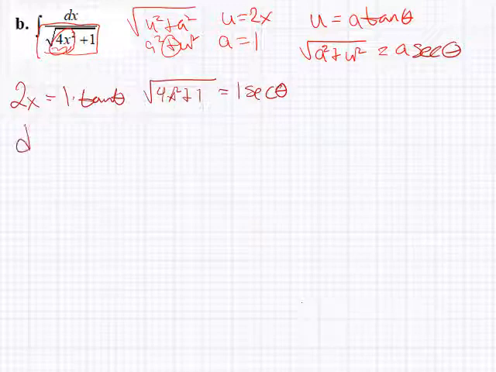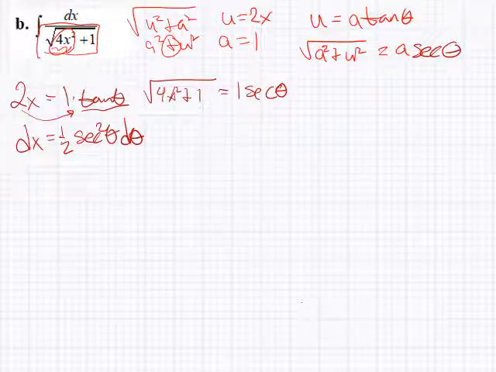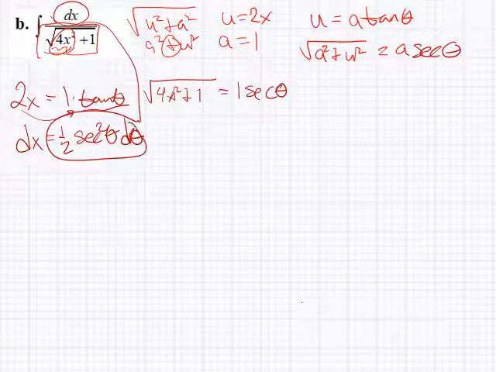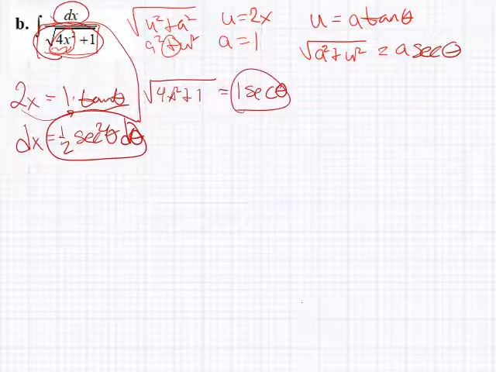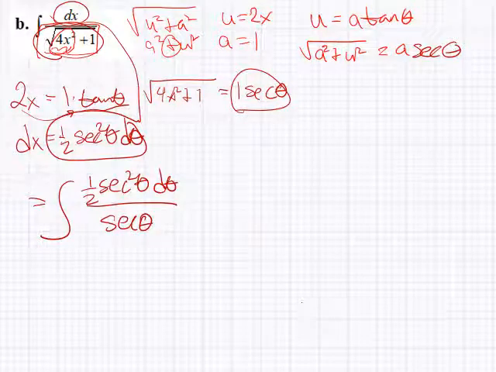Now we need the dx. Well, this is 2x, so dx would just be 1/2 of the derivative of this, just dividing the 2 over. And derivative of tan is secant squared theta d theta. And so you make your substitution that dx is going to come out, secant squared is going to go in its place, the square root is going to come out, the secant is going to go in its place, and you're looking at the integral of 1/2 secant squared theta d theta over secant theta. Now it's a matter of doing that integral.